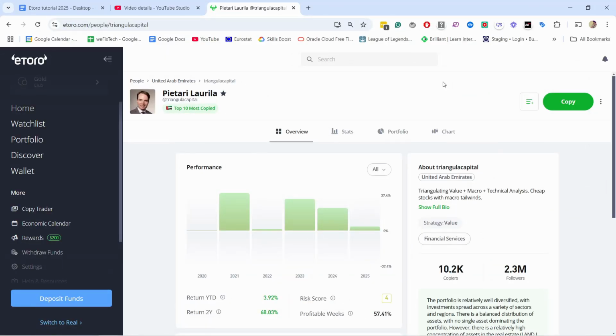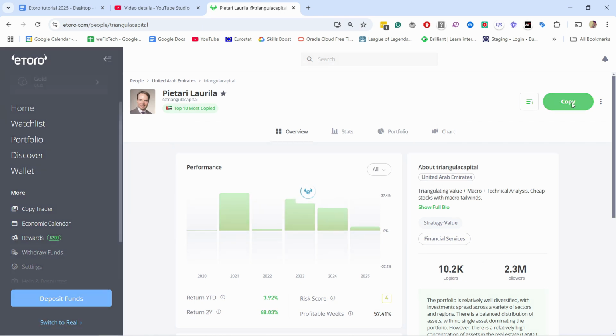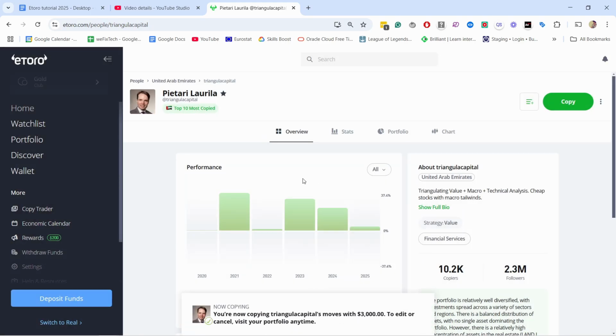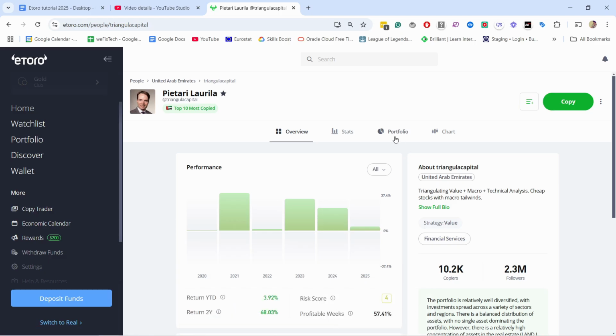So then if I want to copy this person, I just click here on copy. And this one works the same as the stocks. You just say with how much. Let's say we're going to do it with 3,000 and then invest. Now it's going to start copying all those trades.